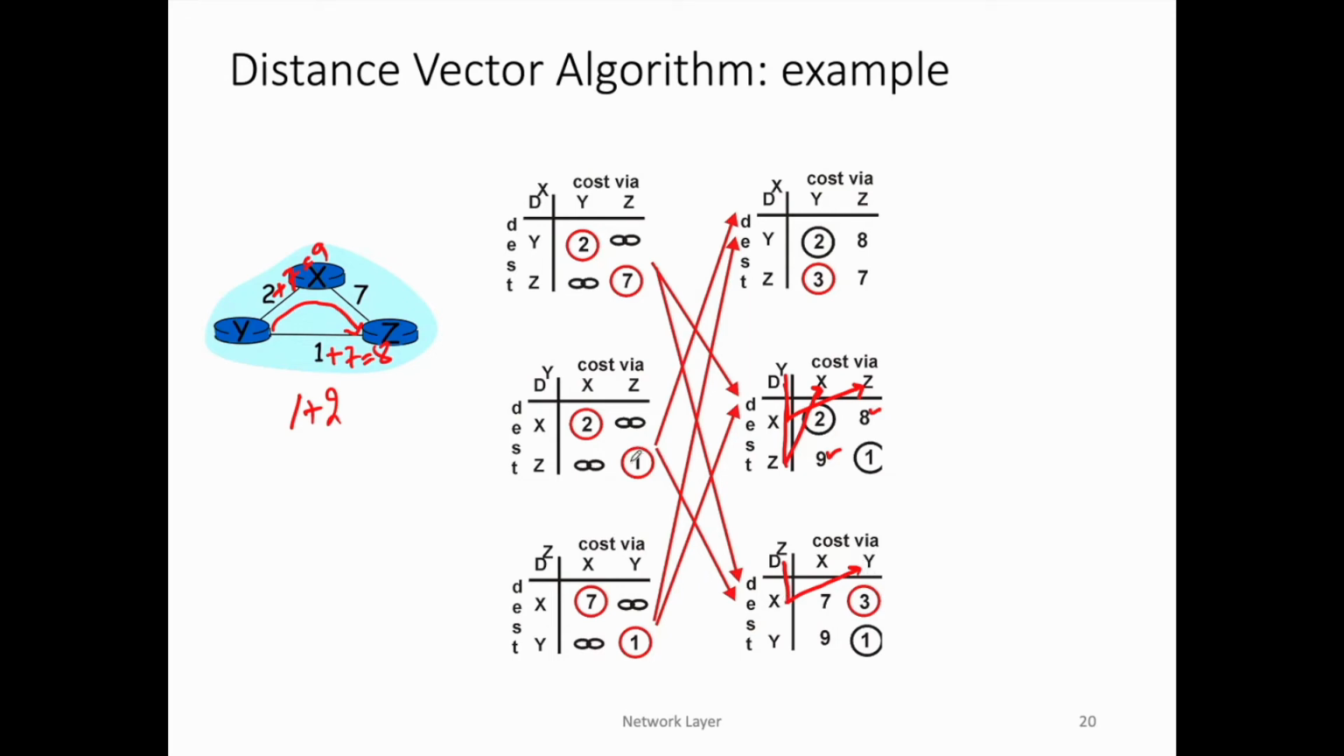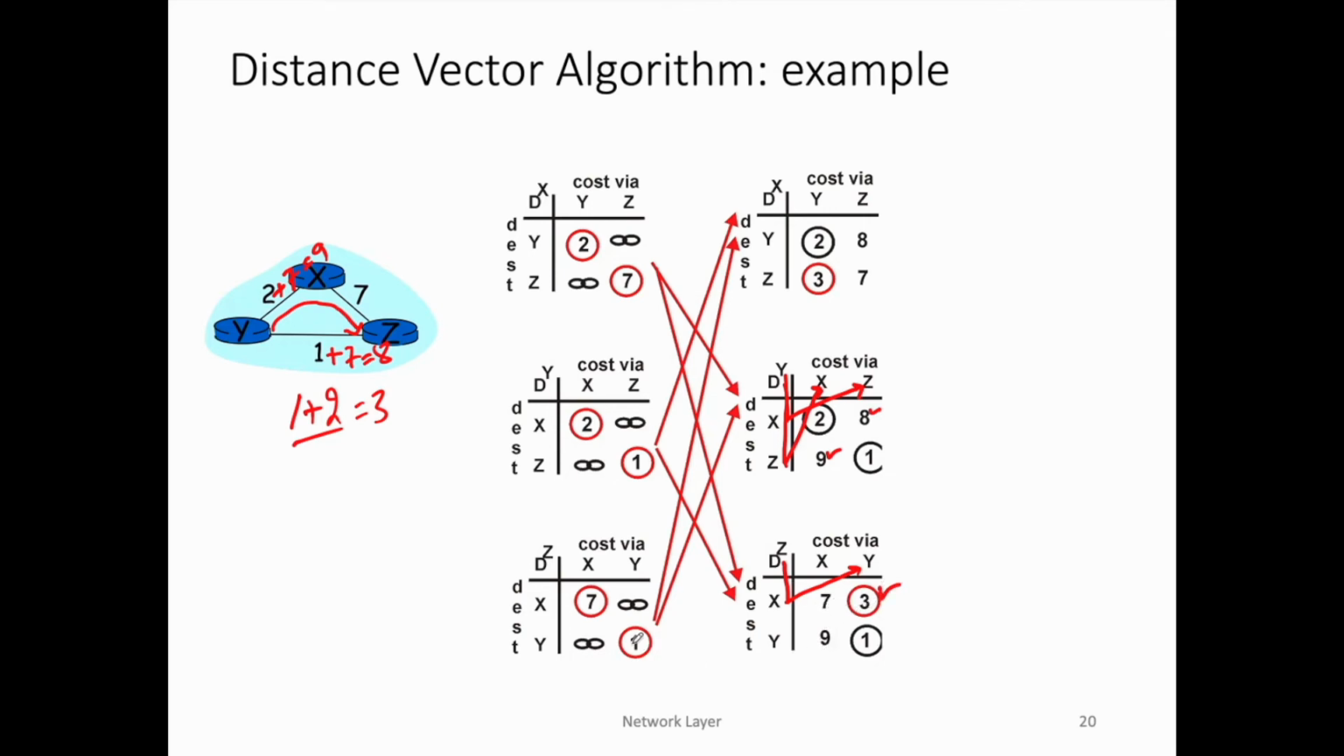And y tells that the cost to reach from y to x is 2, and the cost to reach from z to y is 1. So 1 plus 2 is 3, right? So here we have 3, and it's also the least cost, right? Because it's less than 7.